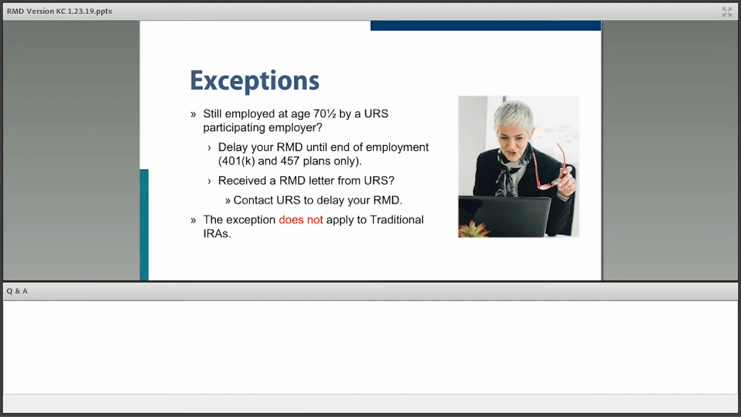If you do not give us a call and let us know that you're still employed at 70 and a half and that you want to defer taking that minimum distribution, then we're going to send that money out of your account at the end of the calendar year. And I'll give you an example of that here in just a minute. I think the key thing to remember is that if you're at age 70 and a half and you want to defer taking that minimum distribution because you're still employed for a URS participating employer, you will need to let us know that here at the retirement office.